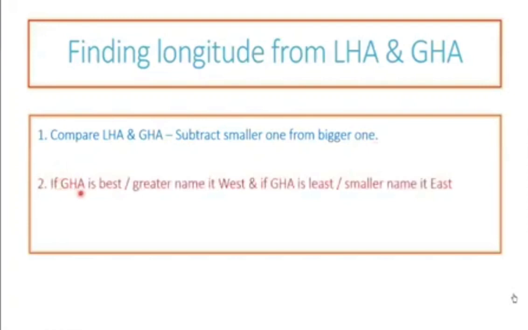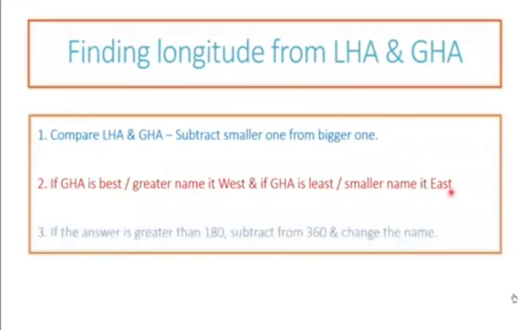In case GHA is best or greater, you give it the name west. And if GHA is least or smaller, you give it the name east. You know we have that idiom, longitude west, GHA best; longitude east, GHA least. So we are using that same idiom here. If the GHA is best, name the longitude as west. And if the GHA is least, name the longitude as east.